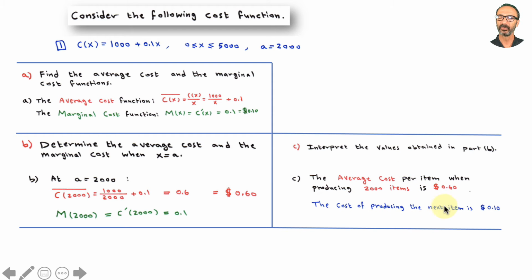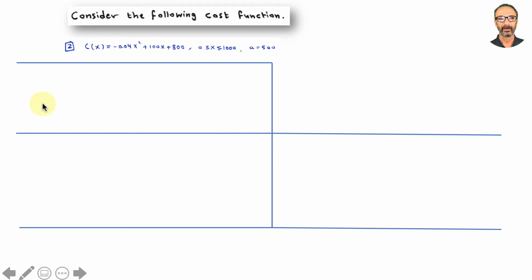For the first time it could be confusing, but it's so simple, by the way. Let's just practice and I'll explain more as we go. Here's another example. This time I picked a second degree, so I could show you more. Negative 0.04 x to the second plus 100x plus 800. We're going from 0 to 1000, and we are concerned about 500 items. Find the average cost and the marginal cost.